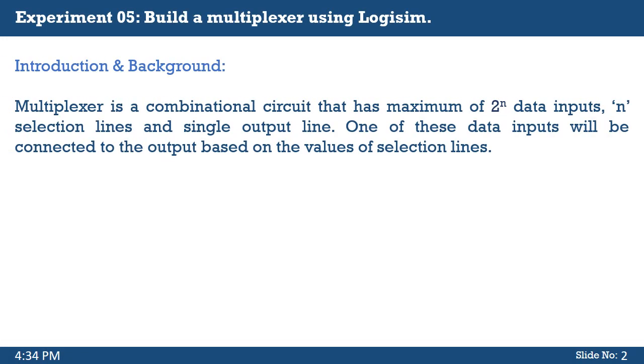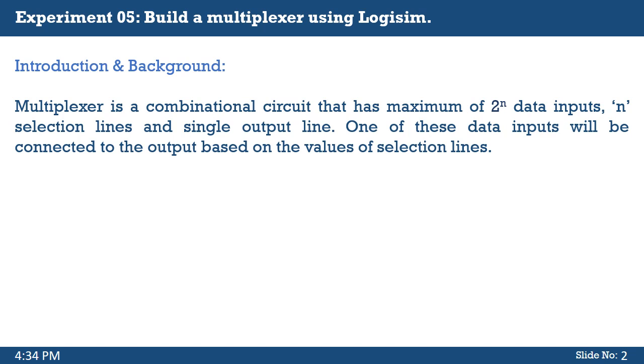Okay, now let's start. At first, I would like to tell about the background of multiplexer. Multiplexer is a combinational circuit that has a maximum of 2 to the power n data inputs, where n selection lines and a single output line are present here. One of these data inputs will be connected to the output based on the values of the selection lines.